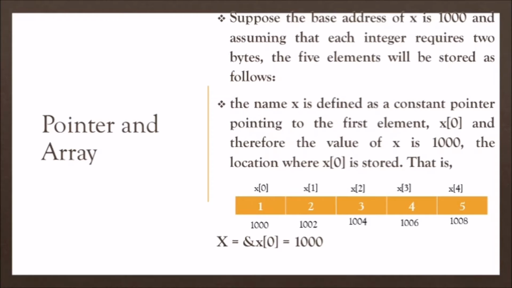So the name x is defined as a constant pointer pointing to the first element, x[0], and therefore the value of x is 1000, the location where x[0] is stored. This is how it looks. This is a virtual demonstration of how the compiler stores the values of an array.